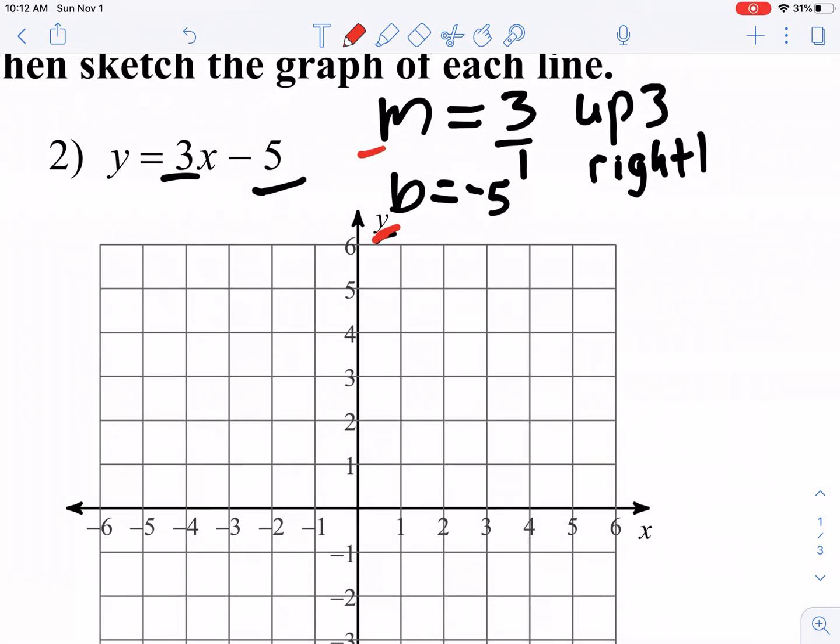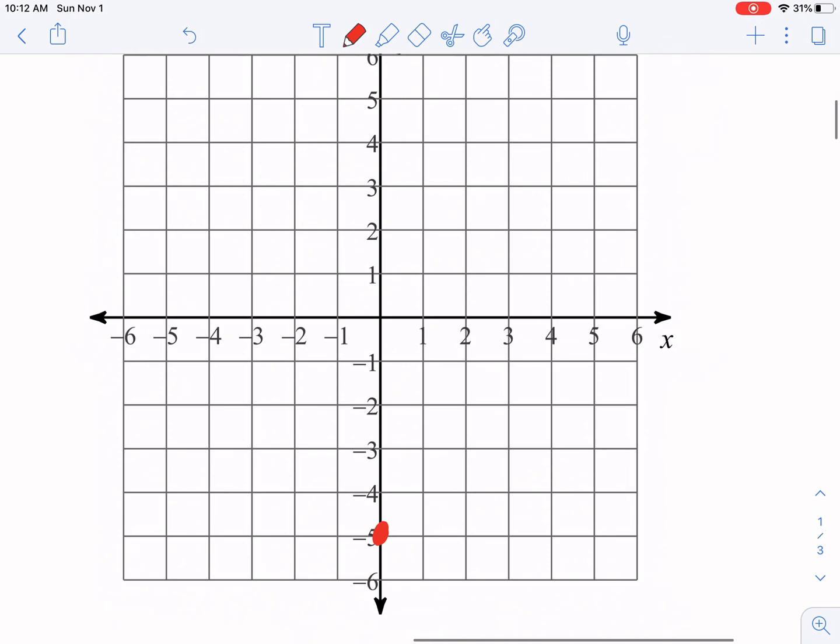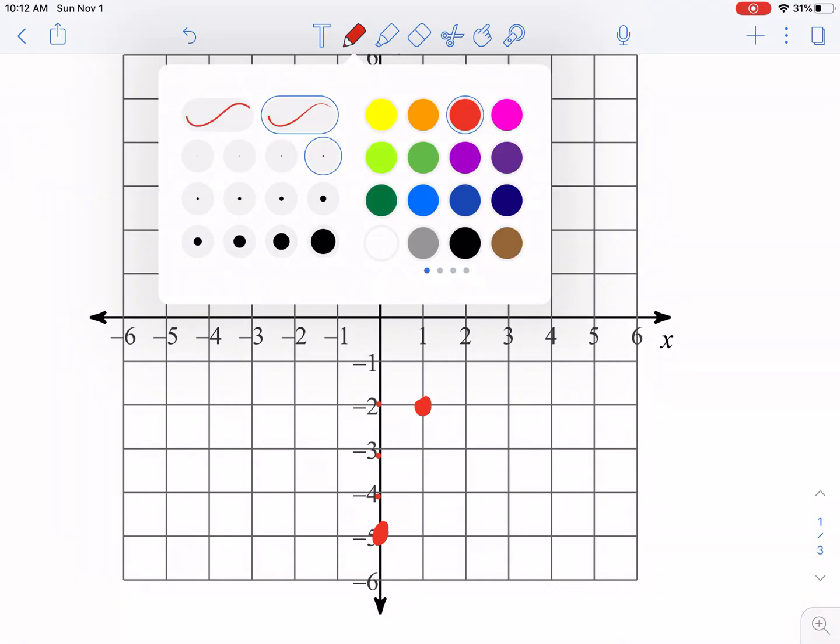Then we use M to find the next point. Well, I have to follow my slope. My slope is a positive 3, so I'm going up 3, right 1. 3 over 1. Up 3, 1, 2, 3, and right 1. So these would be the 2 points that are on my line. Okay? So we can connect these.